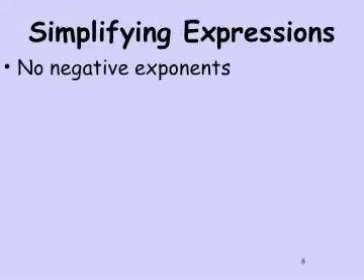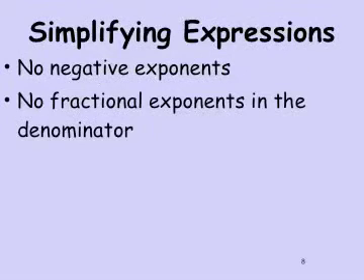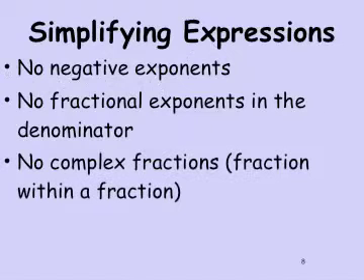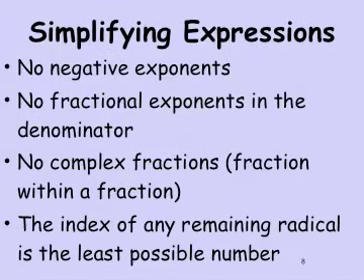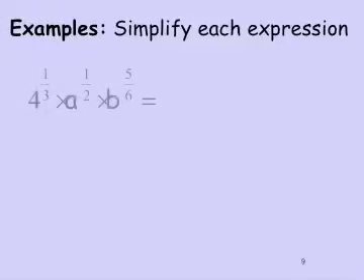The next part of this section is called simplifying expressions. In order to simplify an expression, we have some things we have to fulfill. We can have no negative exponents, no fractional exponents in the denominator. Remember that a fractional exponent means a radical, and we can't have radicals in the denominator. No complex fractions, which simply means a fraction within a fraction. And the index, or the root, of any remaining radical is the least possible number. So let's look at some examples.